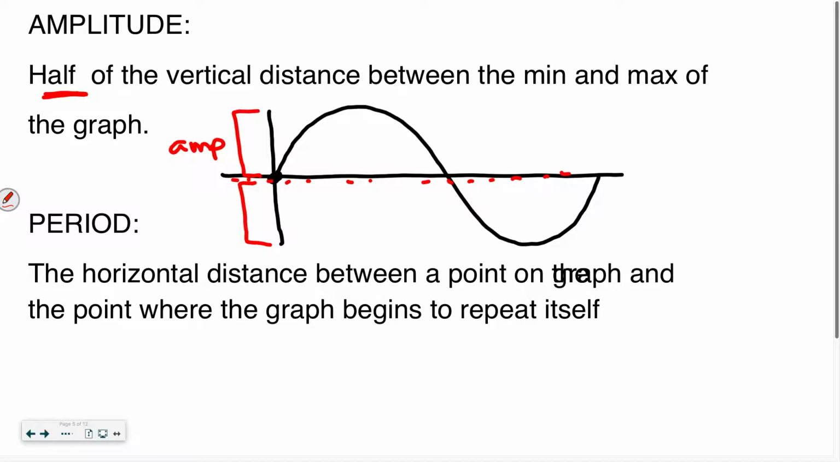So really to make a graph, we're going to see on Wednesday, we're going to actually have to use two amplitudes. So the height of the graph is twice what the amplitude is because the amplitude is only half the distance. Period represents the horizontal distance between a point on the graph and the point where the graph begins to repeat itself.